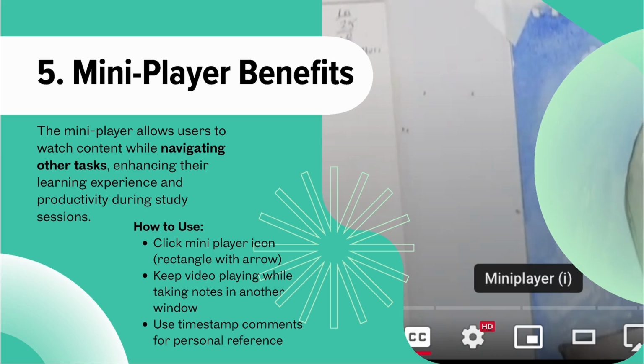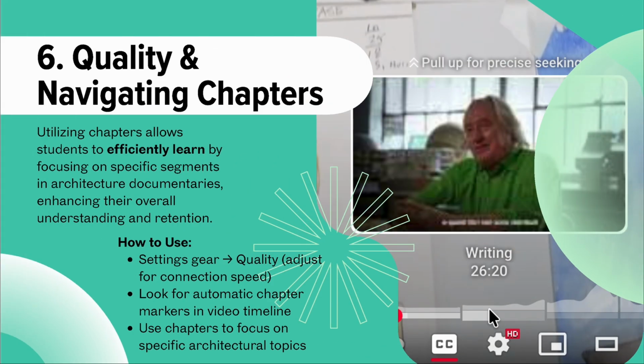You can have the mini player running while you're organizing your thoughts in a note-taking app like Obsidian, or even while you're reviewing geographic data on QGIS or modeling in Autodesk Forma. When you take notes in your other window, always practice writing down the timestamp. For example, write down minute 12:45, explanation of passive cooling. This creates a personal reference guide so you can jump right back to the visual evidence when writing your academic papers.